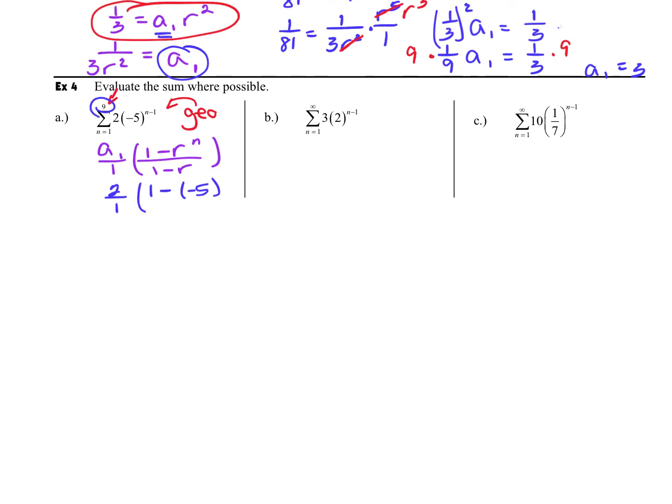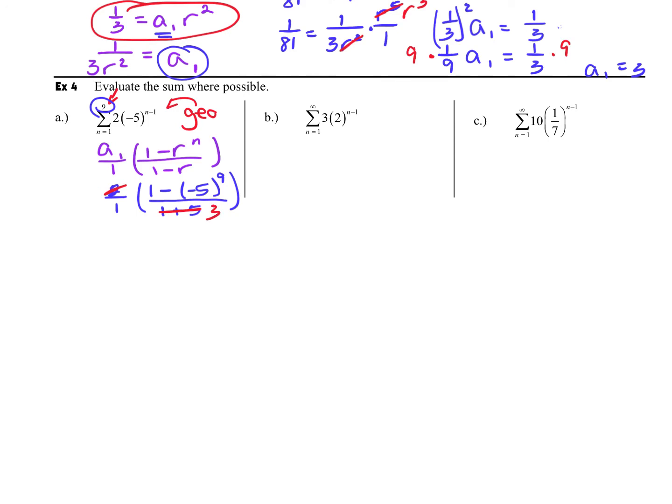Since we're going to the 9th term, I'm going to fill in that 9. Then in the denominator, I'm going to do 1 minus my r value. So that's going to be 1 minus a negative 5. So it's going to become a 1 plus 5. So what I can see is that that's going to be a 2 divided by a 6. So I'm going to clean that part up right away and rewrite that as a 3.